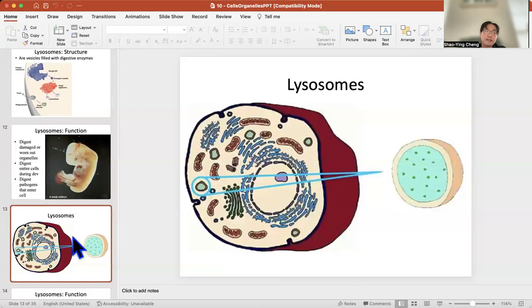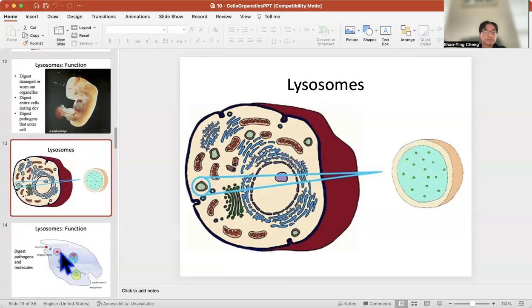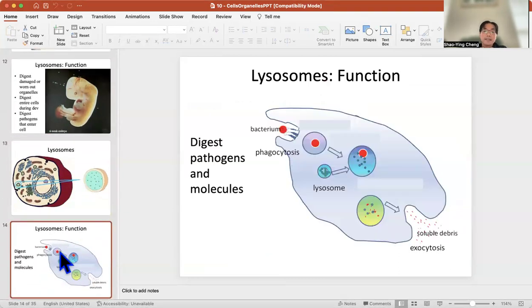And also white blood cells digest bacteria. That's also the lysosome's function. So there's a lysosome inside with digestive enzymes. When a white blood cell swallows in by phagocytosis, they swallow in bacteria, and they will use the lysosome to digest those bacteria.